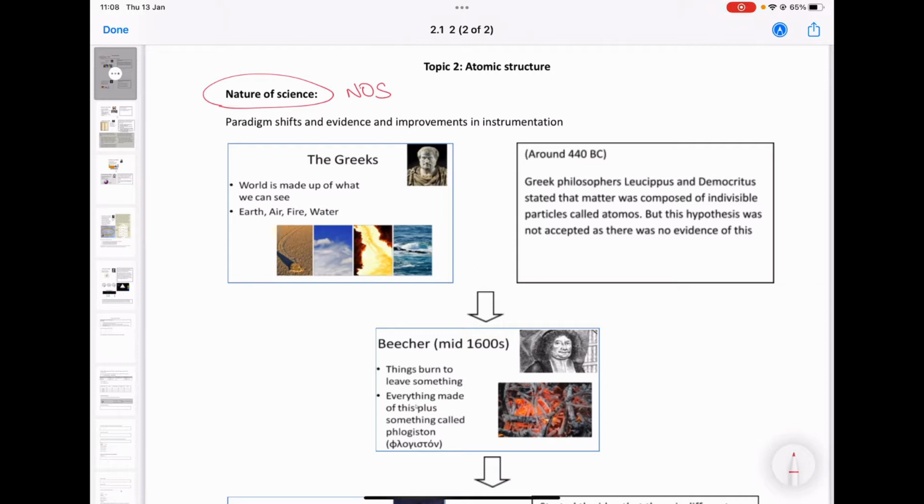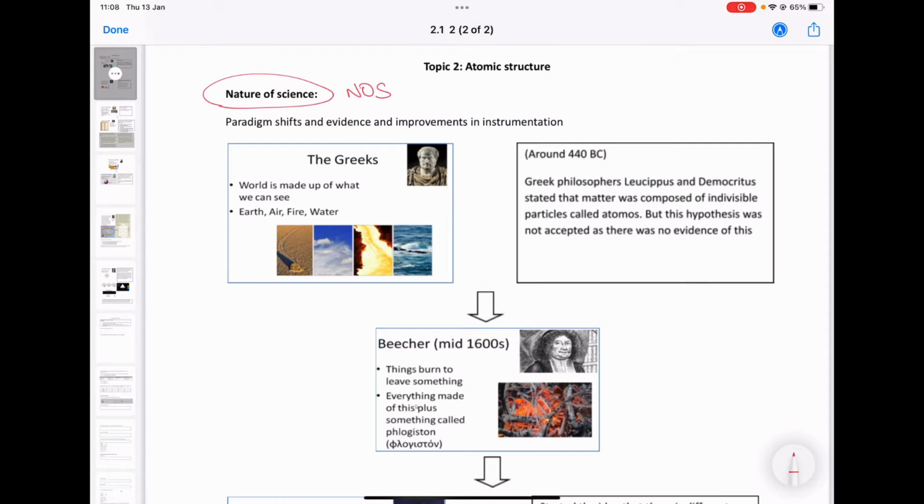So here, the NOS is about how our ideas, our understanding changes when instruments improve. So we'll start. Let's go through the history.